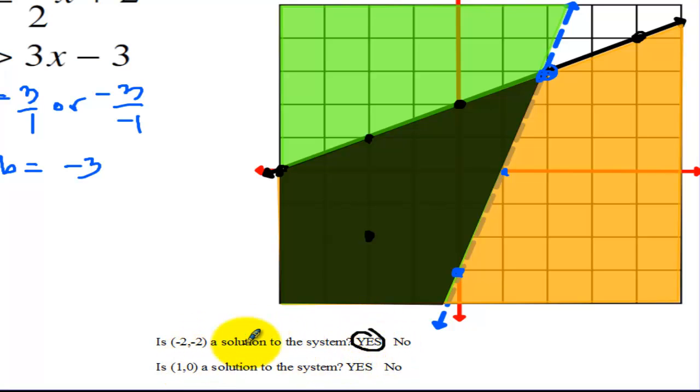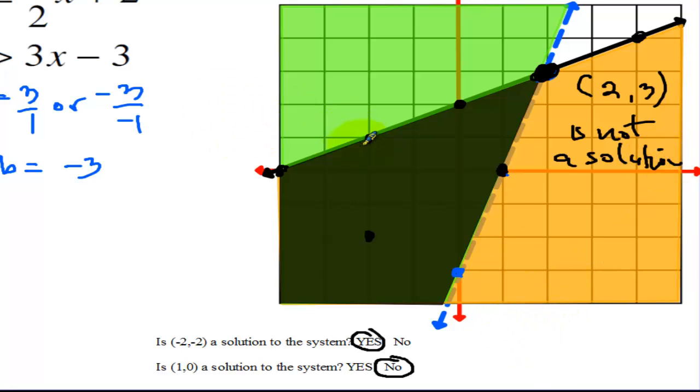What about (1, 0)? So (1, 0) is over here. Now, since this point is on the boundary line, and this line is not a solid line, we are going to say that the point (1, 0) is not a solution. Same thing with this point over here. Now this point is on the intersection of the two lines, but one of the lines is not a solid line. So this point, which is (2, 3), is not a solution.